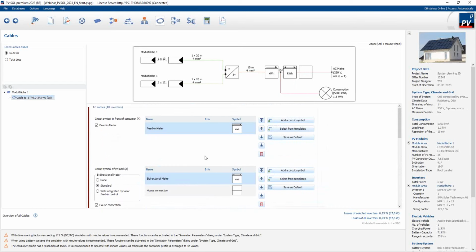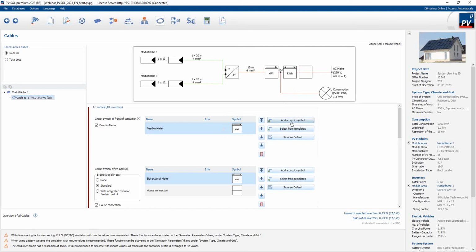What else can we do here? We can add circuit symbols, as you can see here. This is an option. We can remove a feed meter because we have a bidirectional meter in our case. And there's one reference point, marked with this A here, where we have our consumption, and we can add circuit symbols in front of this point and behind this point. The upper part is to add circuit symbols in front, and this one here is after the load.